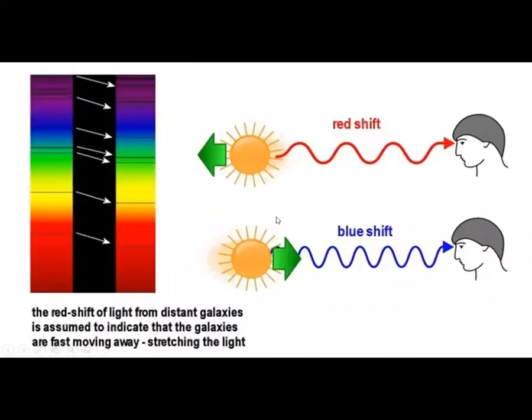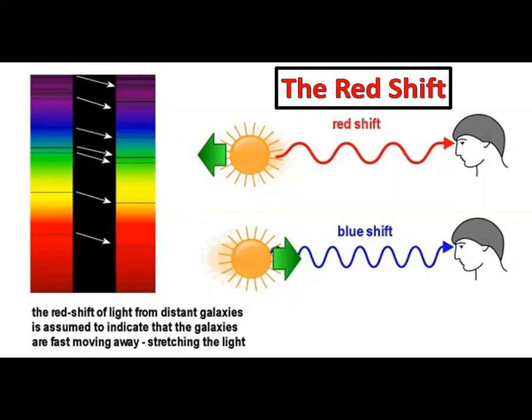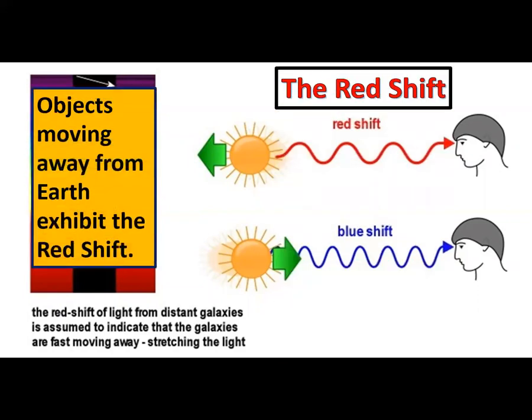As a review, the universe is continuously expanding, and as objects move away from Earth, as stars move away from Earth, you see the red shift. They turn more red. As stars move closer to Earth, you see the blue shift. They become more blue. That's the red shift. Objects moving away from Earth exhibit the red shift.